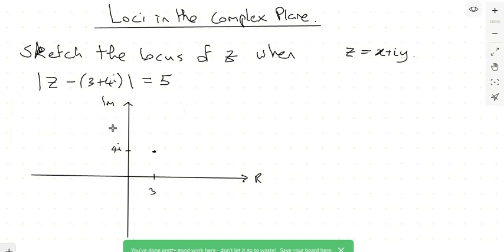Let me just pop a circle on there and talk a little bit more about this. Oh, I don't want it so squashed. Let me try again.